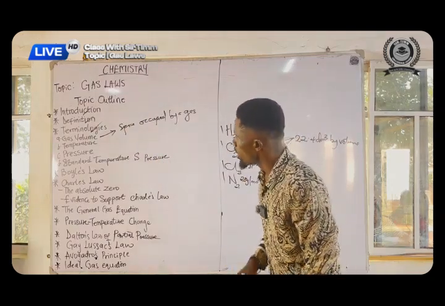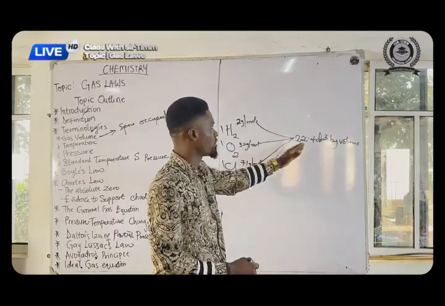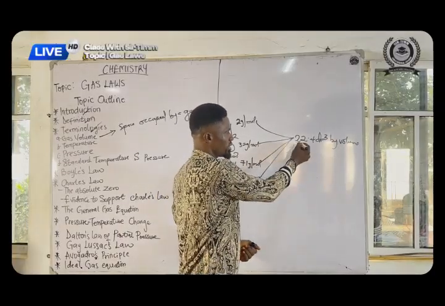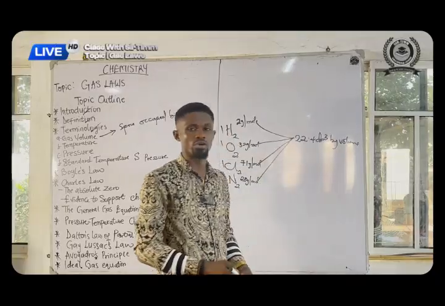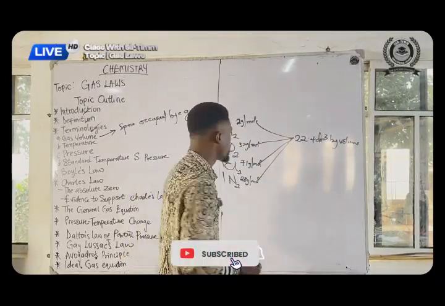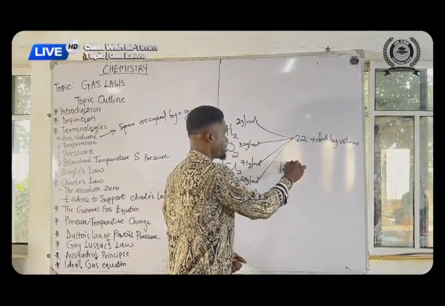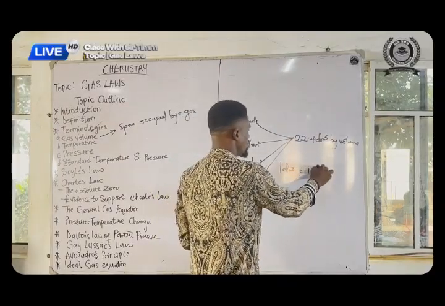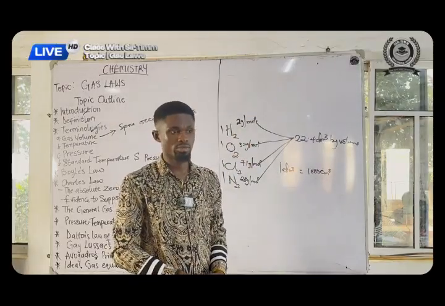Are you with me? So the volume of any gas occupies 22.4 dm cube by volume. And don't forget that 1 dm cube is equal to 1000 cm cube. Are you with me? Good.